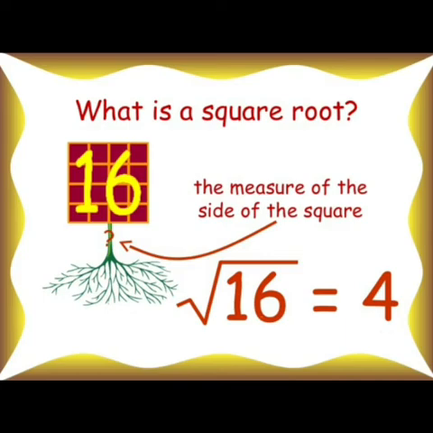What is the square root? If I take 16, the measure of the side of a square, you just see in 16 that is one square shape. All the sides should be the same, 4. Here 1, 2, 3, 4, 1, 2, 3, 4, 1, 2, 3, 4, 1, 2, 3, 4. So all the sides are equal, and the answer will be 4.